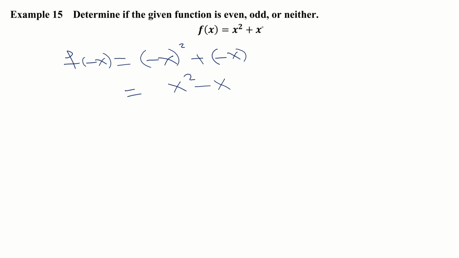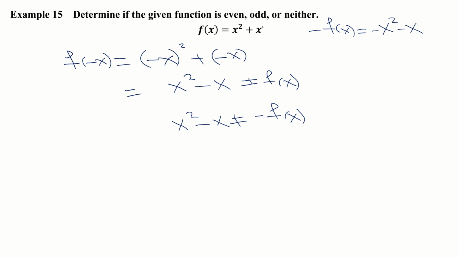Now, we know that this is not f of x, and x squared minus x is not the opposite of f of x either. What is the opposite of f of x? It's always good to kind of know what that is so that if you see it, you recognize it. Notice that's going to be negative x squared minus x. So it's not either of them, right? Therefore, f is neither even nor odd. All right, so that's how you handle those even and odd questions.